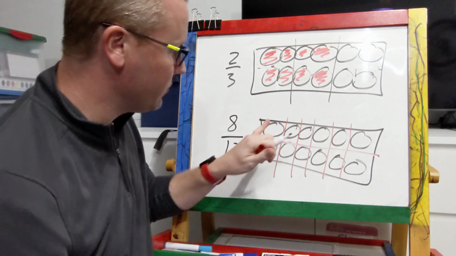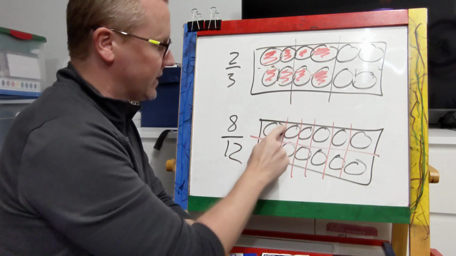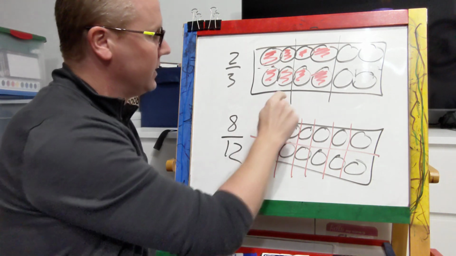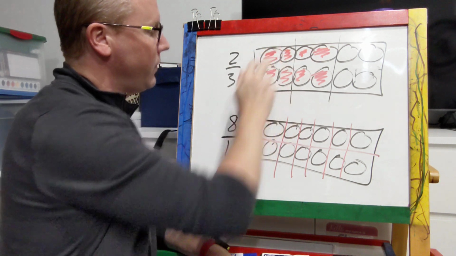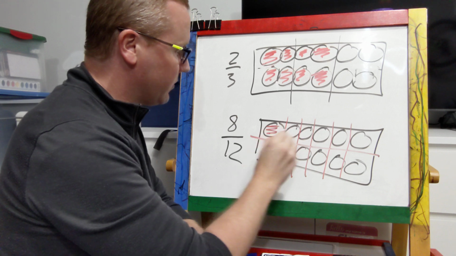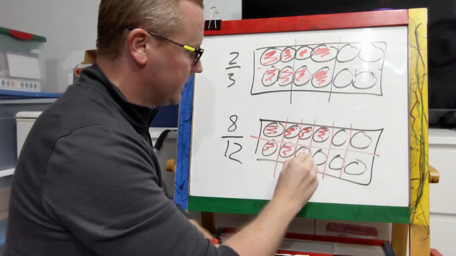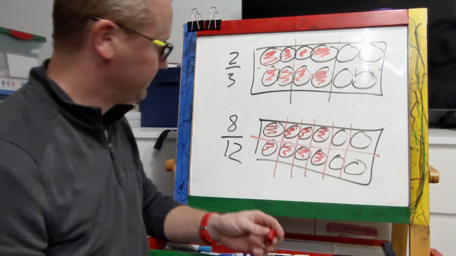And now we need to color in 8 of the units. And again, remember, a unit isn't an egg. It's what part of the fraction you drew it in. So this unit only has 1 in it. This unit has 4 eggs. So now I have to color in 8 of the units. I'm coloring in 1, 2, 3, 4, 5, 6, 7, 8.